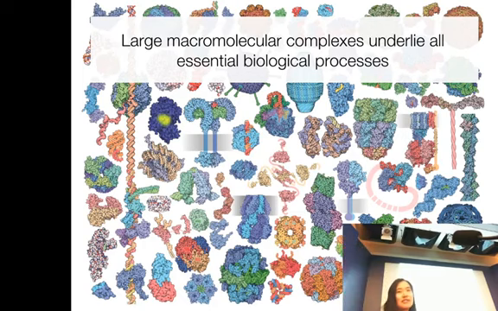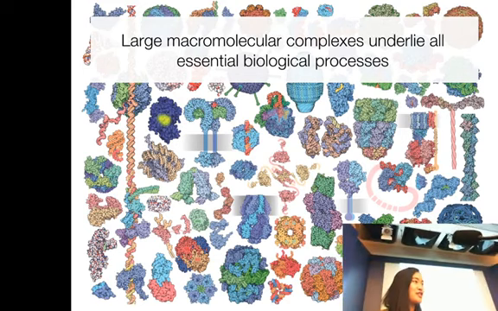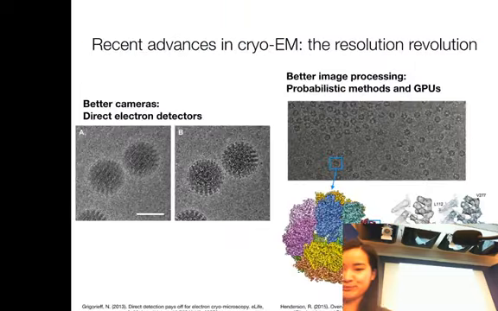So as the main biological motivation for this work, as we all know, large macromolecular complexes underlie all essential biological processes. And of course, we'd like to obtain the structures of these complexes in order to understand how they work. And as a first pass, it'd be nice to obtain a static structure, but what we'd really like to know is how they move in relation to how they function.